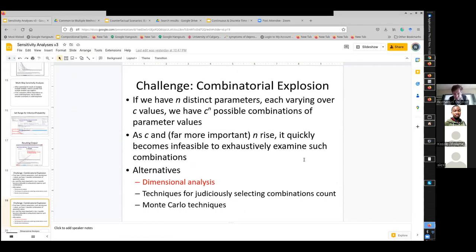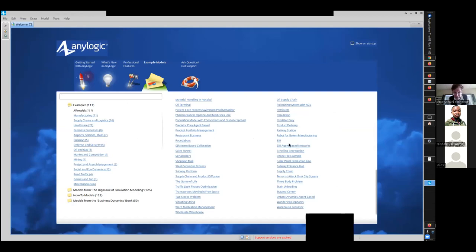This model, you know what? I just realized I could illustrate it with that, but it's gonna be more compelling. I'm sorry, folks. Let's go to this SIR agent-based calibration. This is actually gonna be more helpful. I apologize. There's some things in one model and some things in the other. This is the one we want.